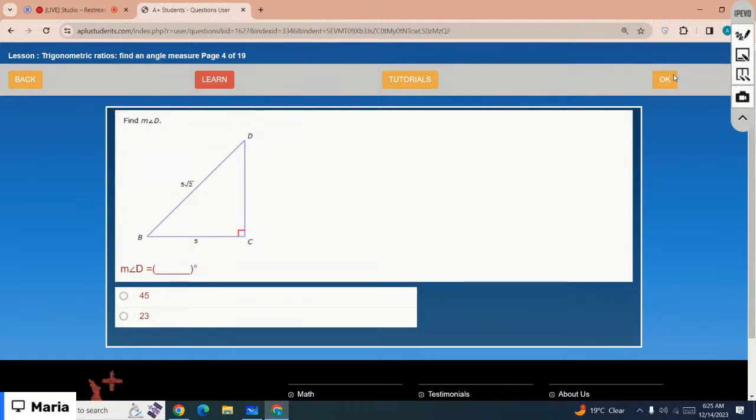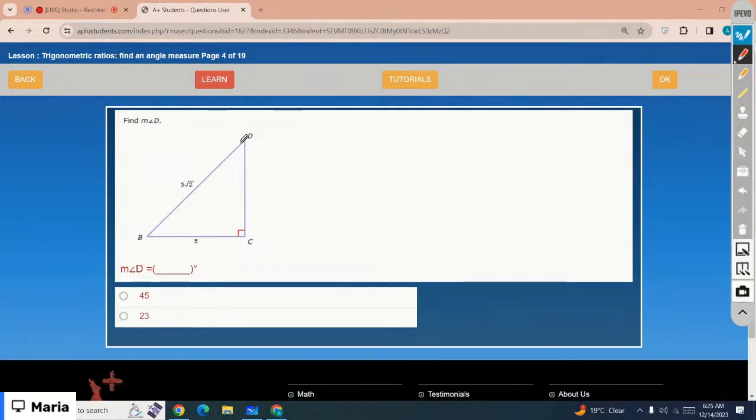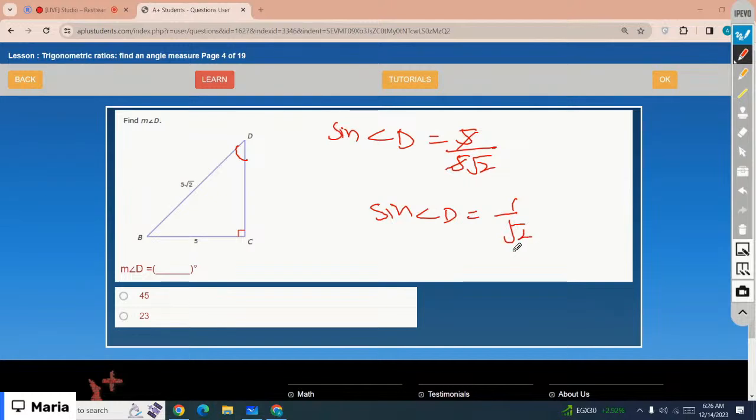Okay, the next one is you need to calculate the angle D. Okay, let's see which trigonometric ratio. Here is D. We can use sine of angle D, right? Sine of angle D is 5 divided by 5 square root 2, right? So 5 and 5 cancel out, you are left with sine angle D, that is 1 over square root 2. So you can do sine inverse of 1 over square root 2.